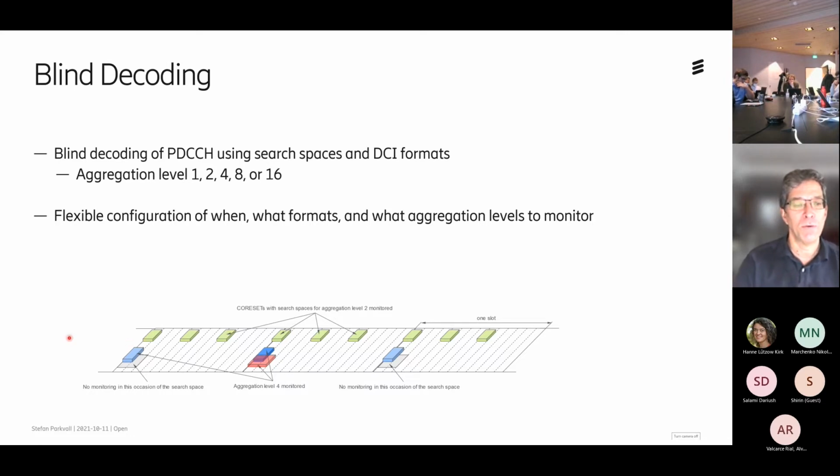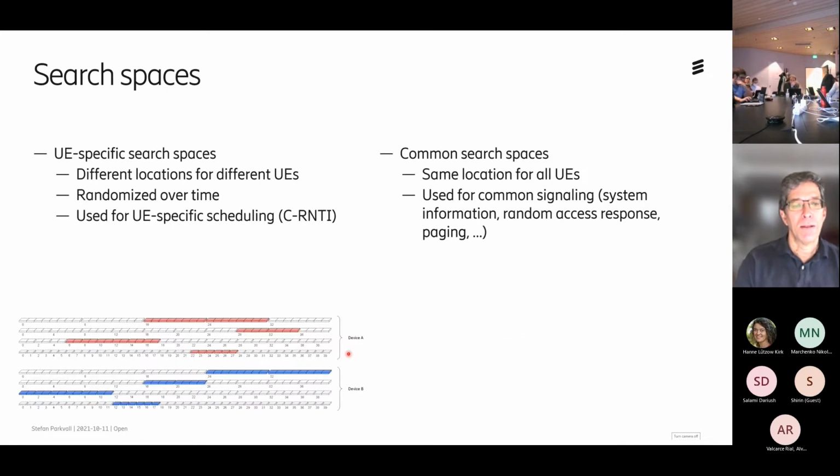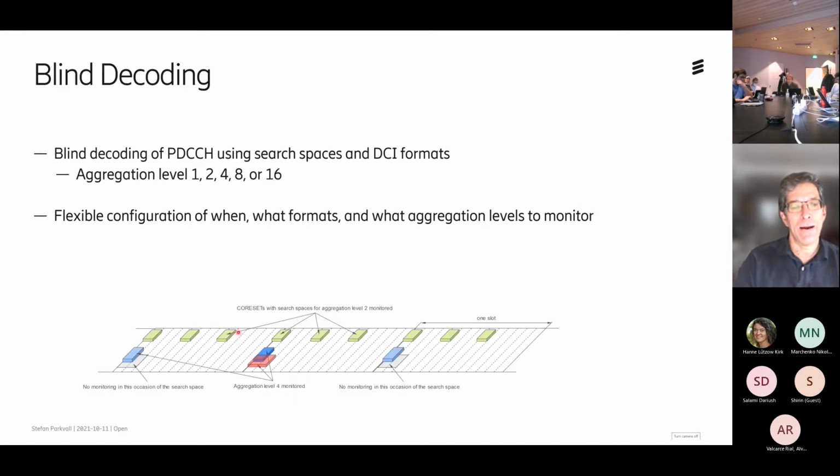And then that UE would do blind decodes in all these green, blue, and red areas and see if it finds something intended for that UE. And I could have a different configuration for another UE. And these search spaces basically tell you where within this CORESET a control channel can be located.